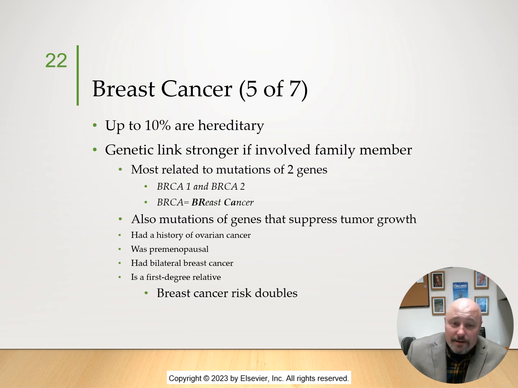And as we said, up to 10% of these breast cancers are hereditary. And this genetic link is stronger if involved in a family member. Most are related to mutations of two genes, the BRCA1 and BRCA2. BRCA meaning breast cancer genes. Also mutations of genes that suppress tumor growth. If there is a history of ovarian cancers, premenopausal onset, bilateral breast cancer, or a first-degree relative, the risk for breast cancer doubles.